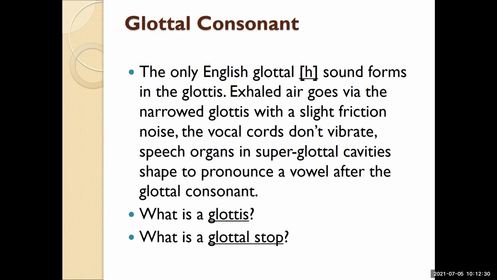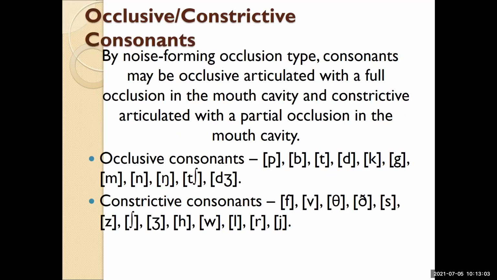And what about glottal consonants? The other name of this consonant is pharyngeal. The only English glottal h sound forms in the glottis. Exhaled air goes via the narrowed glottis with a slight friction noise. The vocal cords don't vibrate. Speech organs in supraglottal cavities shape to pronounce a vowel after the glottal consonant. And I know that the glottal consonant h is a voiceless consonant.